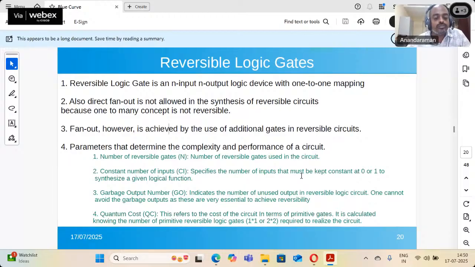And then quantum cost. This refers to the cost of the circuit in terms of primitive gates. That means basic gates are there, and with those basic gates only we will implement the complex gates. So how many basic gates are you using? It is calculated knowing the number of primitive reversible logic gates you are using. For example, you want to implement some gate, and that gate can be decomposed into three primitive gates. Then the quantum cost is 3. So these are all the parameters to determine the complexity and performance of the circuit: number of reversible gates N, constant number of inputs Ci, garbage output, and quantum cost.